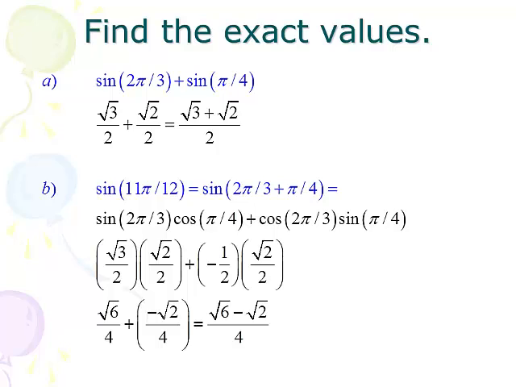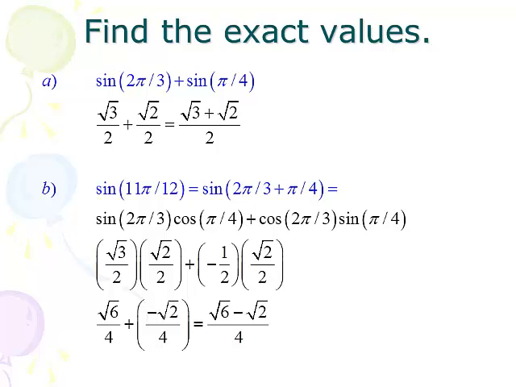But look at the answer to part A and look at the answer to part B, and you'll notice they're not the same. And we want to stress to you that you cannot distribute that sine in part B. You can't just say, well, I found an easier way to do it. I'm just going to take the sine of the first angle and the sine of the second angle and add them up.